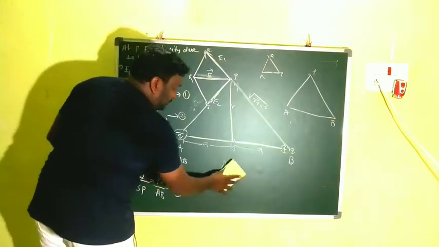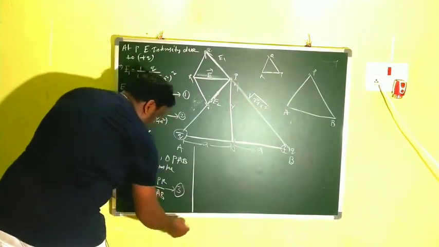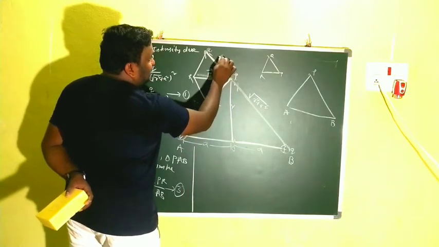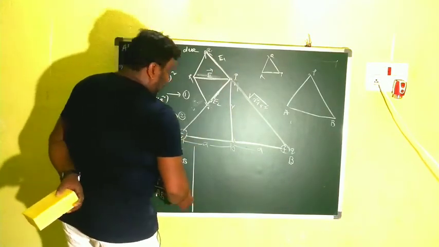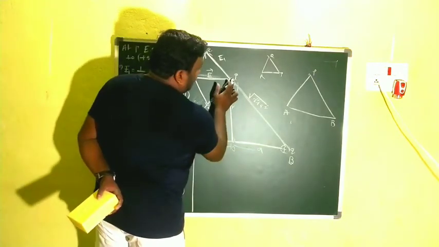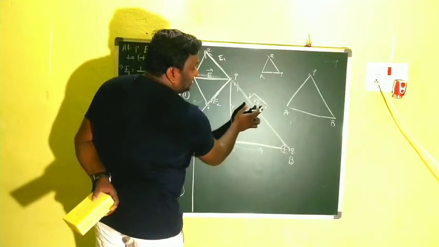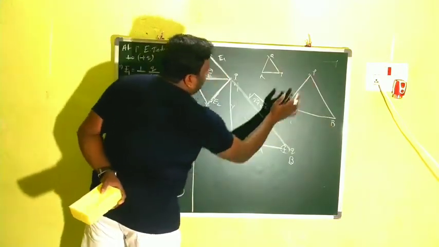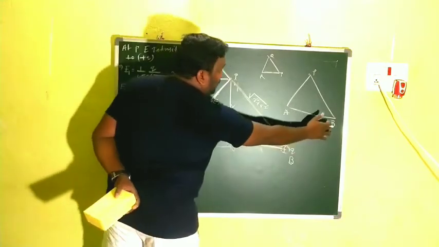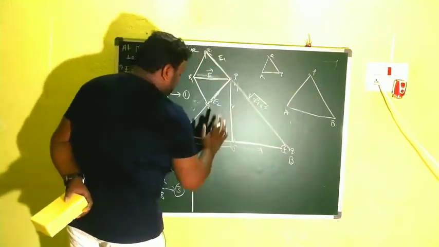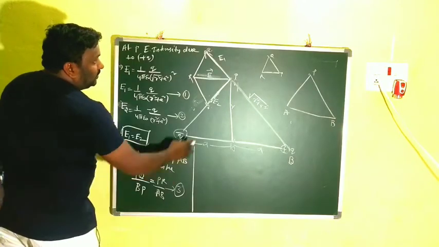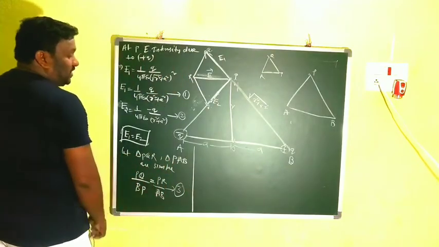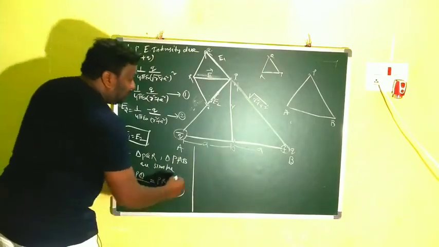So here now you have to observe what is PQ? It is E1. And what is PB? PB value is under root of R square plus A square. PQ by BP: PQ value is E1 and BP value is under root of R square plus A square. And now PR is what? E. And AB is equal to what? Dipole length, that is 2A.